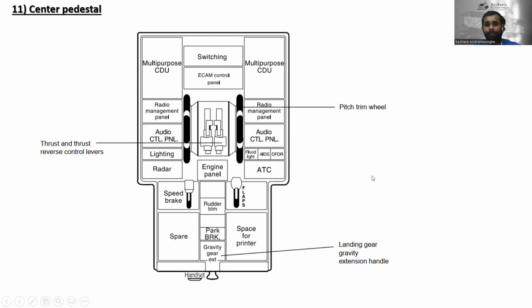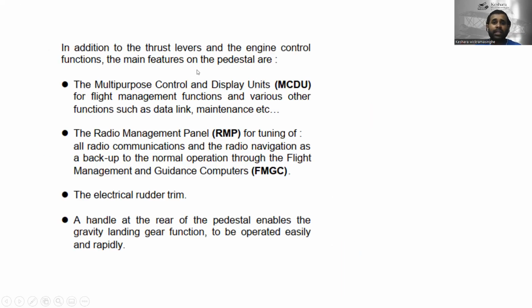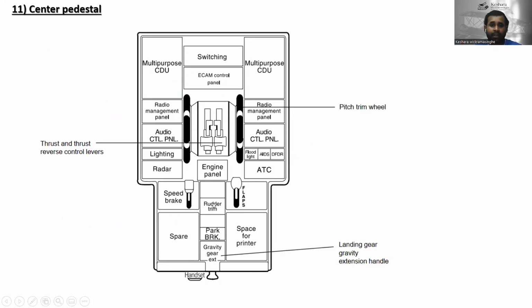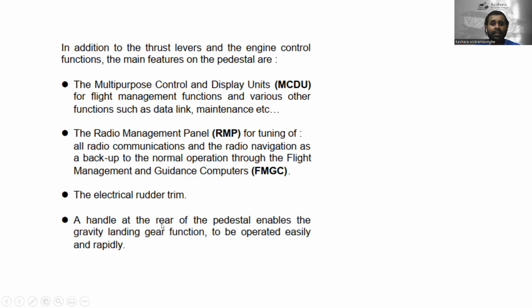This is the headset. All right, so in addition to the thrust levers and the engine control functions, the main features of the pedestal are the multi-purpose control and display units for flight management function and various other functions such as data link, maintenance, etc. Okay, MCDUs are there. So the radio management panel, RMP, is for tuning of all radio communications and the radio navigation, as a backup to the normal operations through the flight management and guidance computers. Okay, and here is the electrical rudder trim over there, and a handle at the rear of the pedestal enables the gravity landing gear function to be operated easily and rapidly.